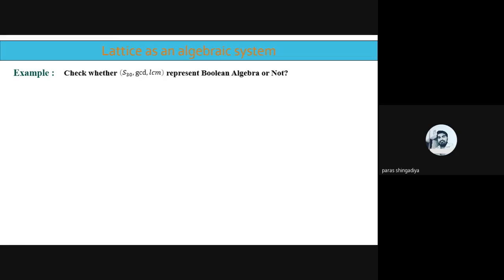complemented distributive lattices. So first we'll check that (S30, GCD, LCM) should be a lattice, because here it is not mentioned that it is a lattice. If we modify this question and consider the lattice before this bracket, that the lattice is (S30, GCD, LCM), then there is no need to prove the lattice again. But if it is not mentioned in the question, then first we'll prove it is a lattice or not, and if it is a lattice, then we can prove whether it is a complemented lattice or not. Okay, complemented as well as distributive.